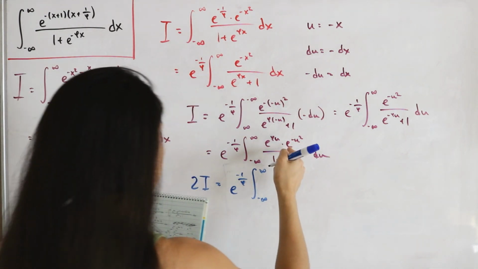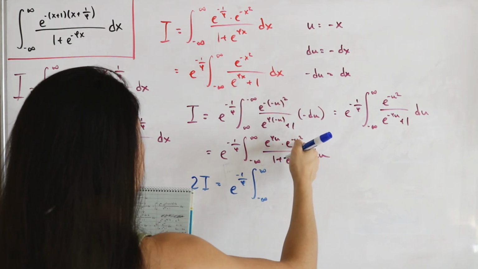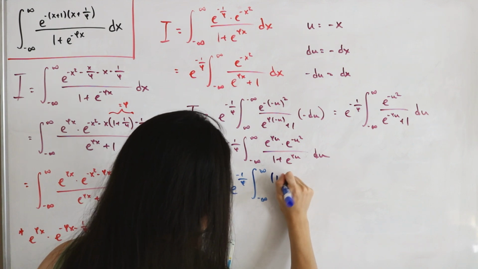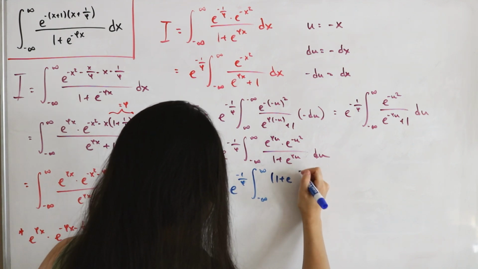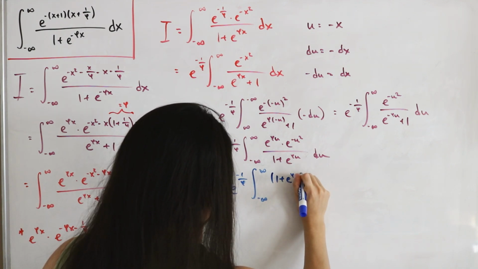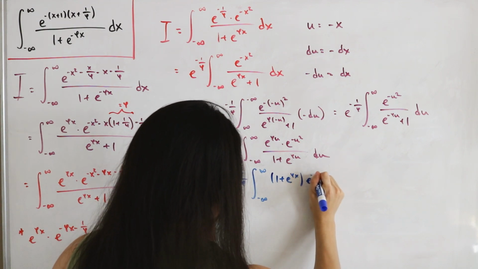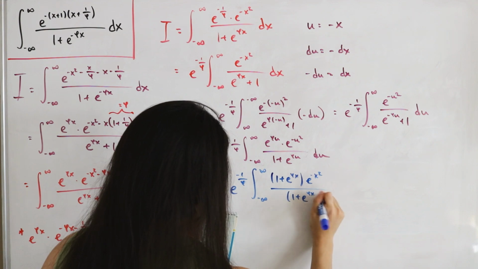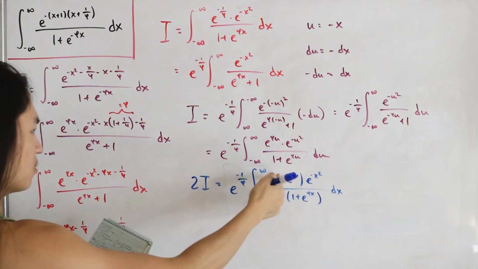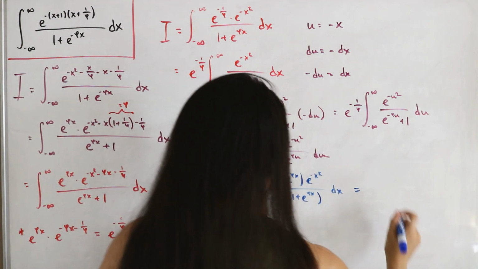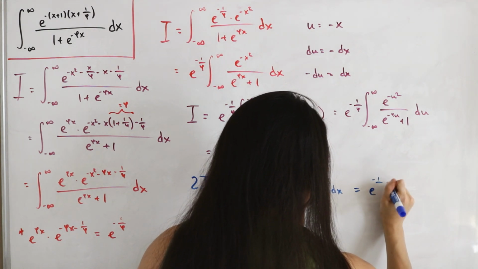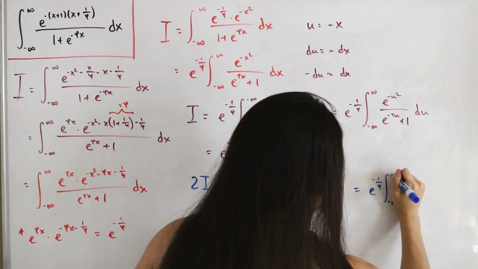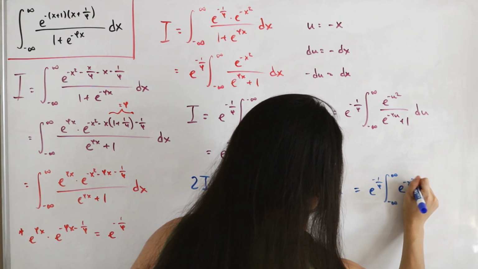If I factor out the e to the negative x squared, since u is just a dummy variable, we can just go back to the world of x. So I have 1 plus e to the phi x, then e to the negative x squared, divided by 1 plus e to the phi x, dx. Look, we have something that cancels out. So we're left with e to the negative 1 over phi, then the integral from negative infinity to infinity of e to the negative x squared.